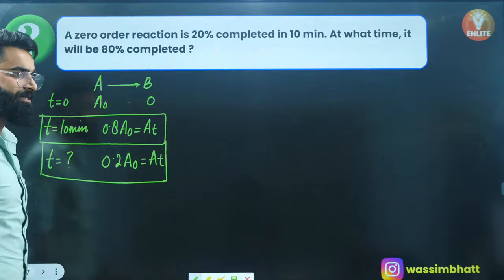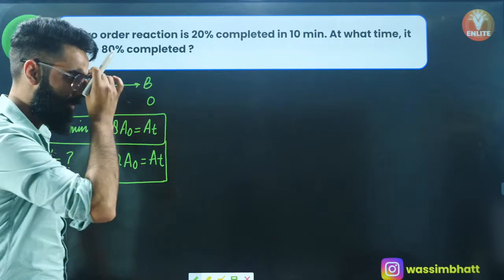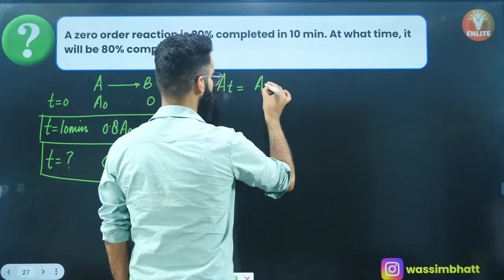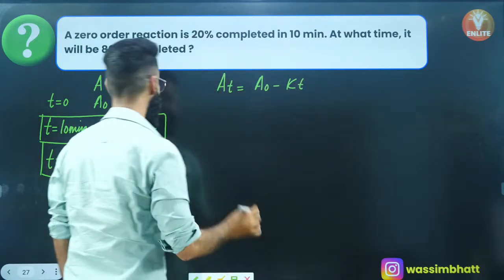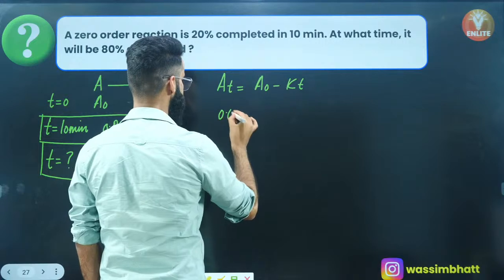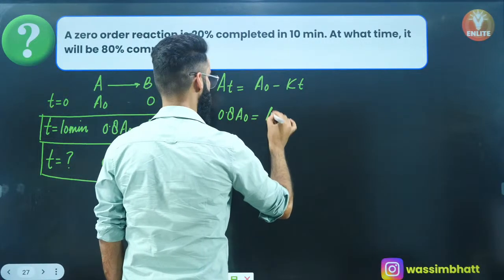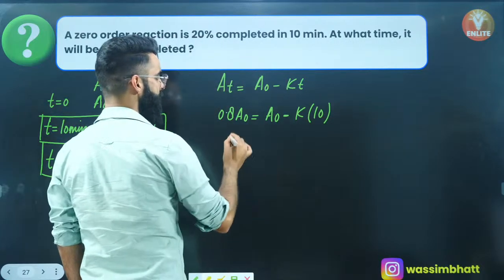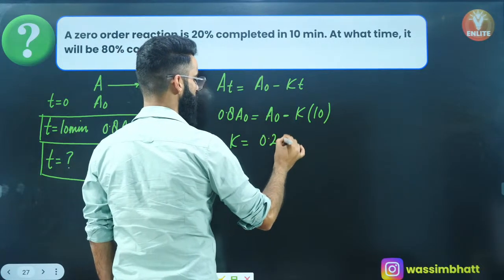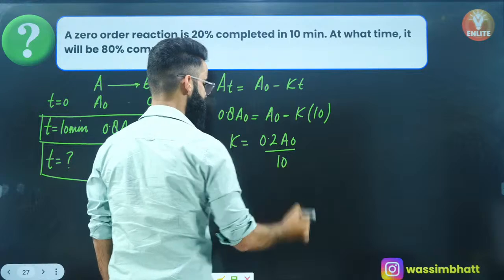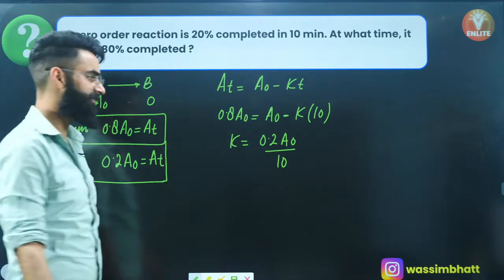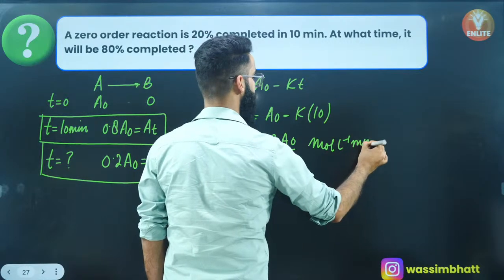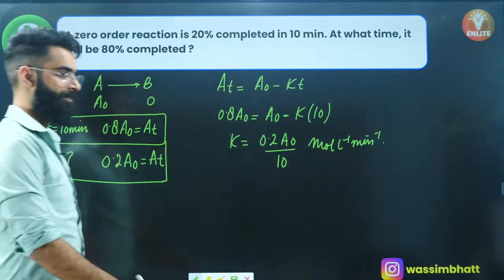Now I'll be using the integrated rate equation, my dear people. As far as the integrated rate equation for zero order kinetics is concerned, you know, At is equal to A naught minus kt. Let me use the first condition. The first condition says At is equal to 0.8 A naught is equal to A naught minus k, and t value in the first condition is 10 minutes. So from here, you can calculate the value of k, which comes out to be 0.2 A naught divided by 10. This is the value of k, right? And its units, a few minutes back you saw, are going to be mol L inverse, and over here minute inverse, because the time is given in minutes.